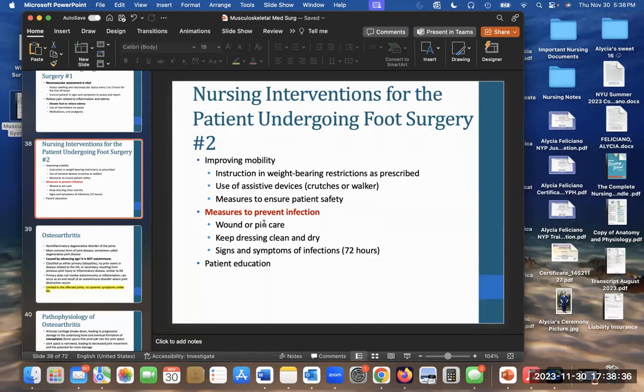Measures to prevent infection: as I said, we need to keep the dressings clean. Always, doesn't matter the surgical procedure. Anytime there's a surgery, the first dressing change is always changed by the surgeon. Always, not us, the surgeon, because he, or she, or they need to check the site, okay? So we don't do anything for the first dressing change. After that, and they provide us instructions, we will keep the dressing clean and dry, follow their wound care procedures. And remember, 72 hours, if they spike a fever or signs of infection, we have a problem.